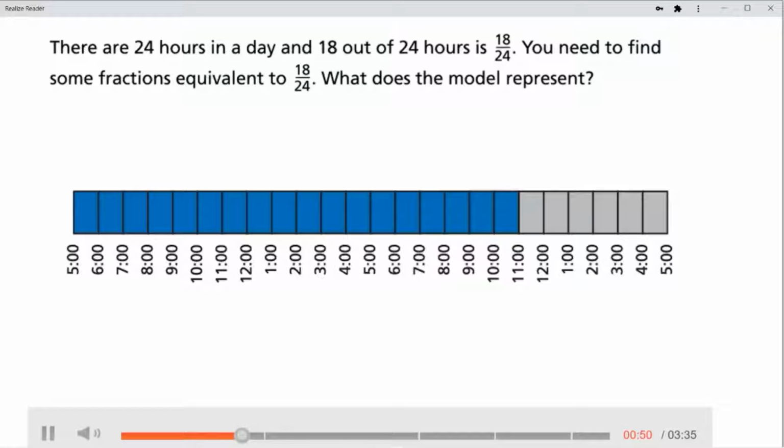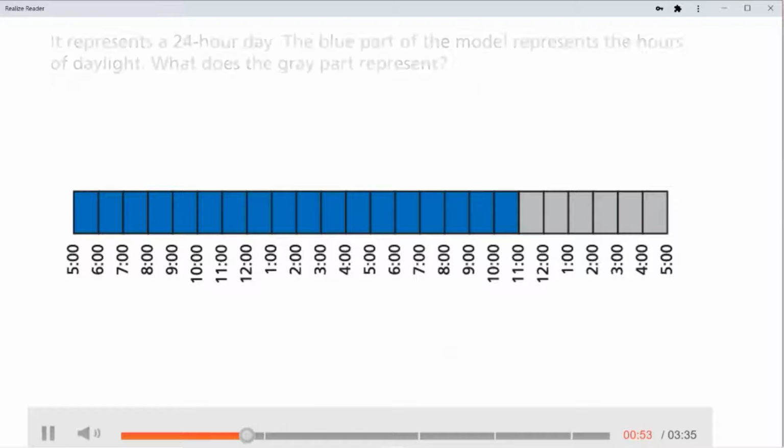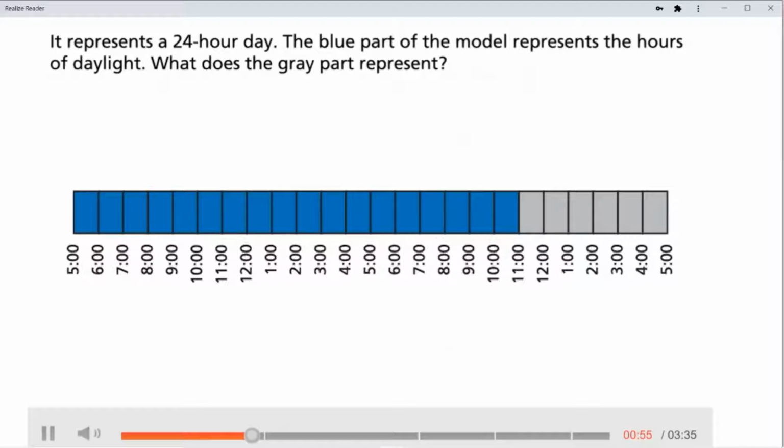What does the model represent? It represents a 24-hour day. The blue part of the model represents the hours of daylight. What does the gray part represent?